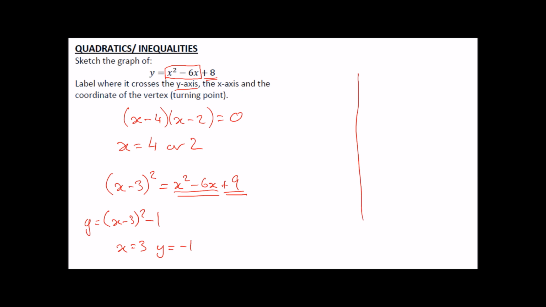So now I can draw it. My graph is going to look like this. This point here, maybe could have been done a little bit higher up, but I'm going to label it as 8, and that would be absolutely fine. This would be at 2, and this would be at 4. And then the turning point just here is at 3, minus 1. And you can either label that on the axes, or just put the coordinates at the turning point.